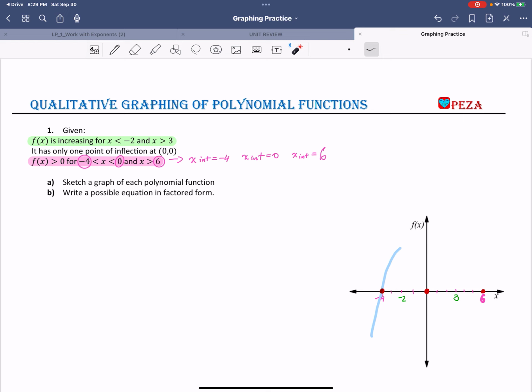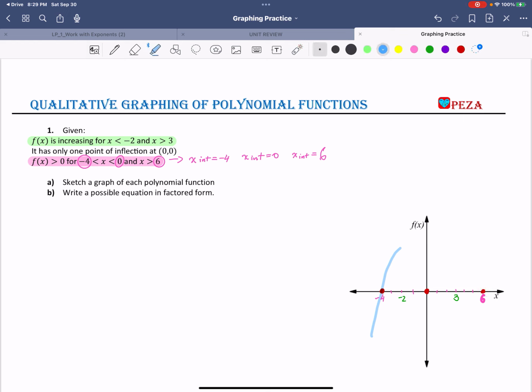And then it is also increasing for x bigger than 3, which means that up to x equals 3, probably the function is at a lower value and then it starts increasing. Now, I have a clue that the x-intercept is right at this point and the function will be above the x-axis.